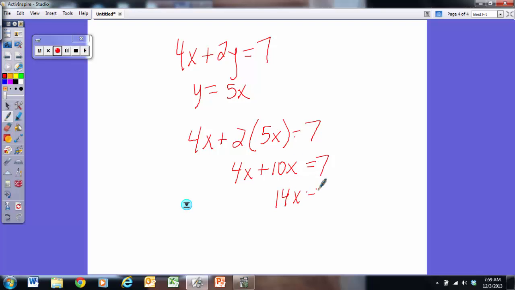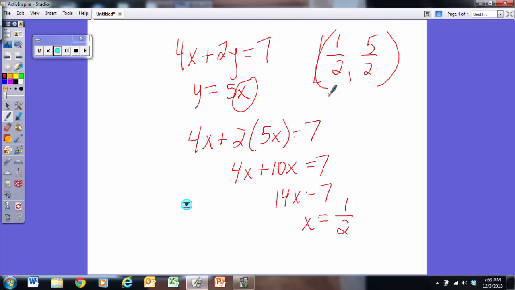14x equals 7. X equals 1/2. And then don't forget to go back and solve for y, but I can just put my x right there, and y equals 5/2. 1/2, 5/2. System of equations. There you go.